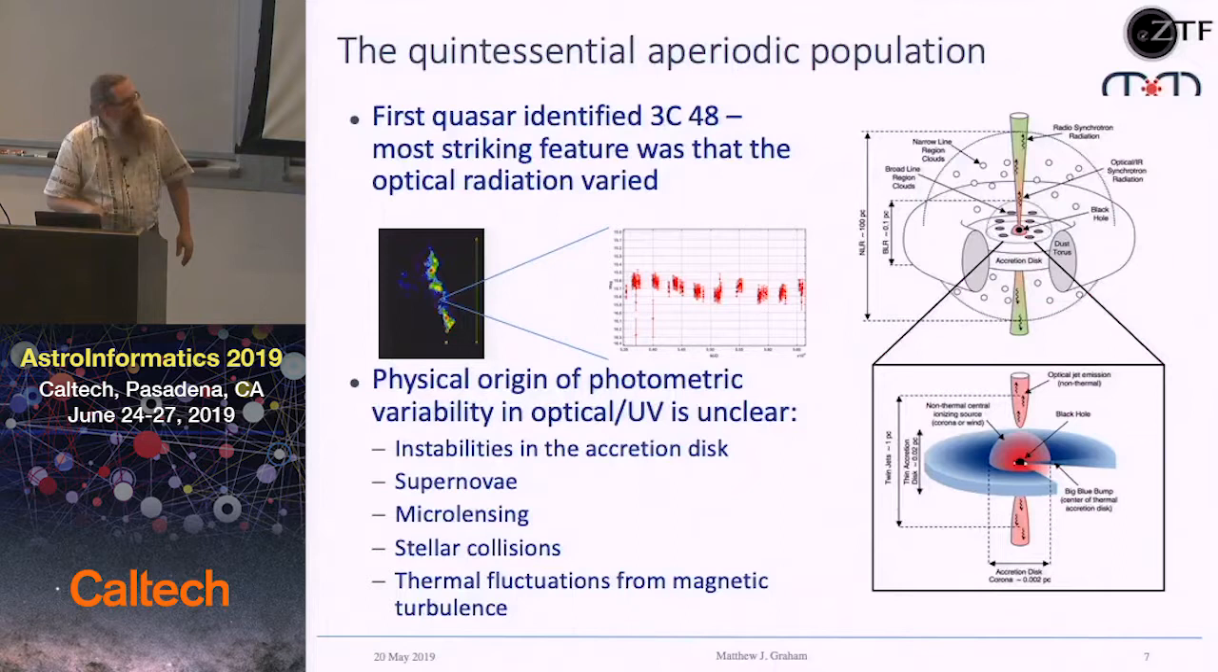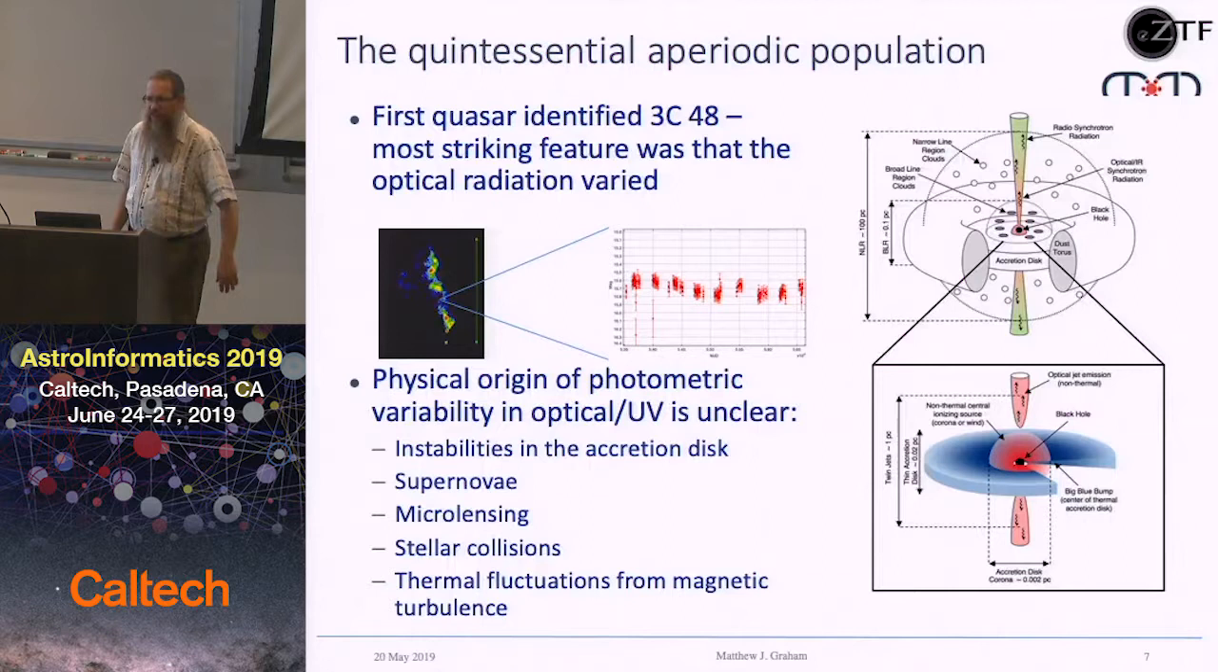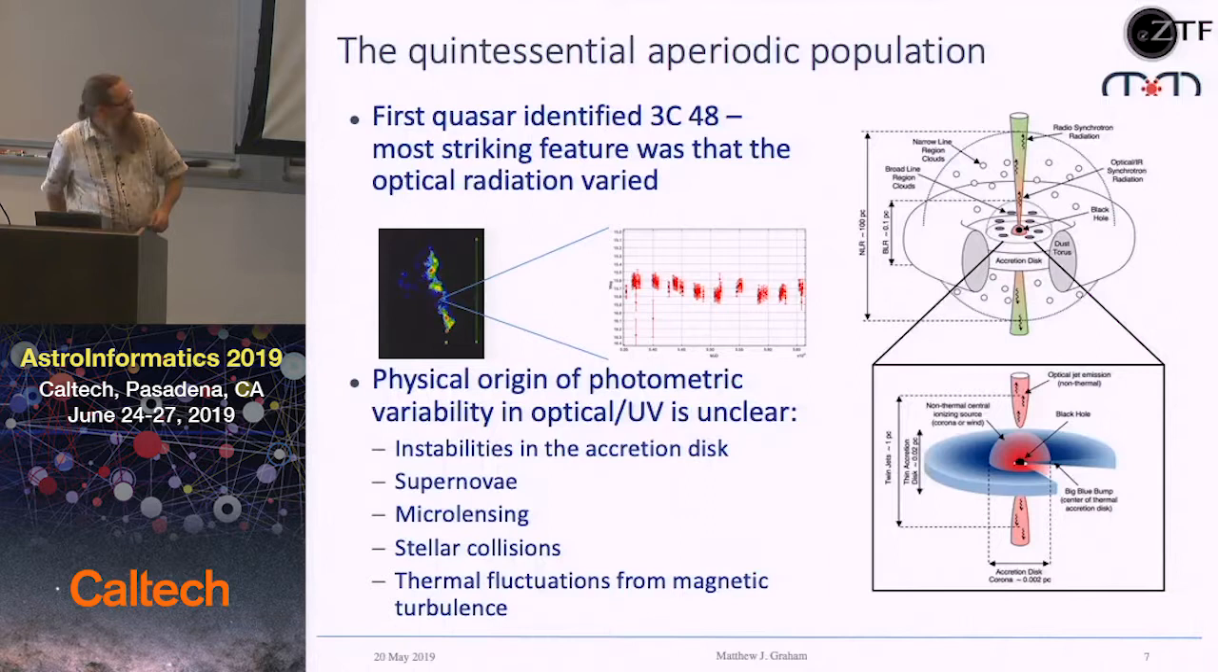In fact, quasars are really the quintessential aperiodic population. We've known that they've been variable since forever, since the first discovery, 3C 48, in 1963, by Sandage and Matthews. The paper says one of the most striking features is that the optical radiation varied. But we still don't know what the physical origin of this photometric variability is in the optical or the UV, whether it's instabilities in the accretion disk, stellar eruptions, microlensing, all sorts of things. So being able to begin to model these may give us some insights into what's going on. And there's a lot of them everywhere you look on the sky, except probably the galactic plane. You'll find hundreds of thousands of AGN in your field of view. They're not a rare population by any stretch, and so that's good for doing systematic studies.